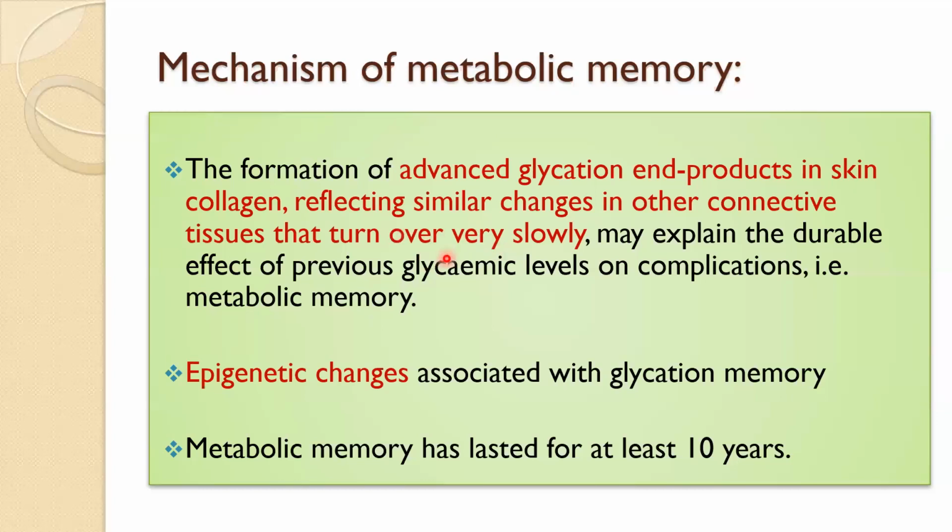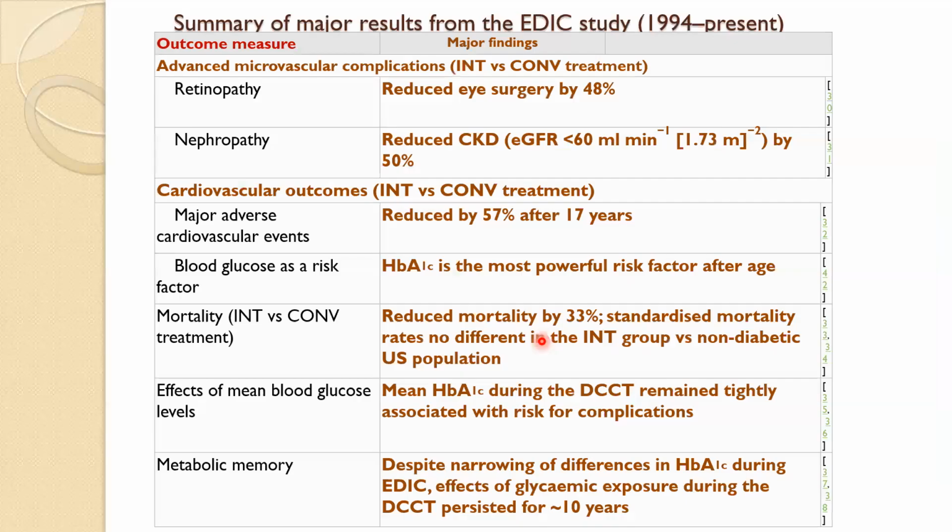And what happens is, because the turnover is very slow, you'll expect that the complications will continue over a period of time. The other explanation is epigenetic changes, meaning that on top of the DNA, you will have a number of changes that will occur because of the poor metabolic control in the body. And this informed the theory of metabolic memory. And this study showed that metabolic memory lasts for at least 10 years. But then what happens after 10 years?